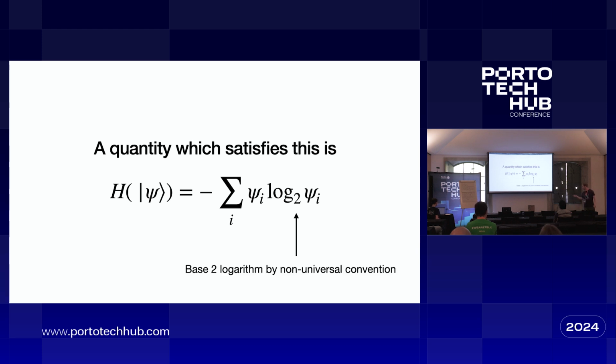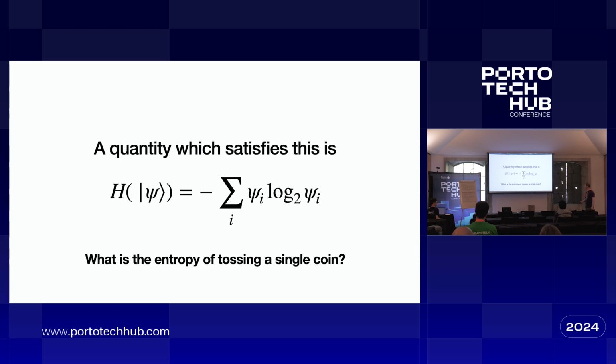In information theory, we usually use a base 2 logarithm, okay? It makes sense because we're usually thinking about bits, all right? That's not what's used in thermodynamics.